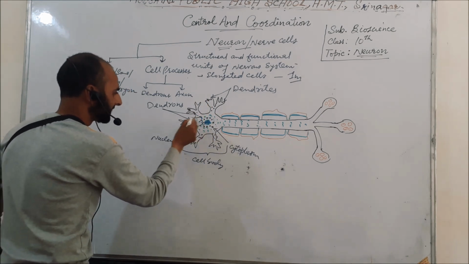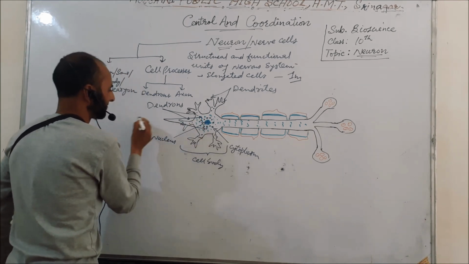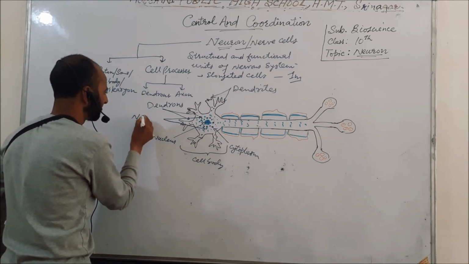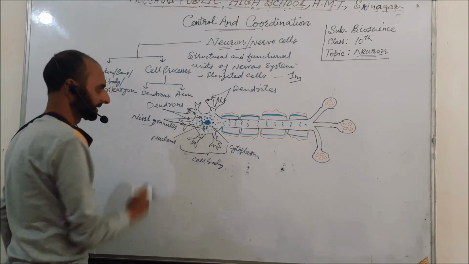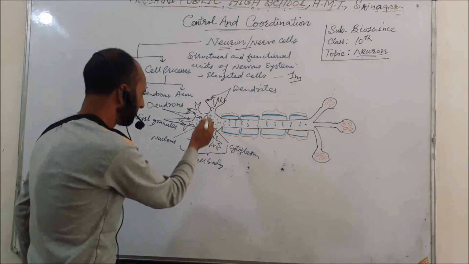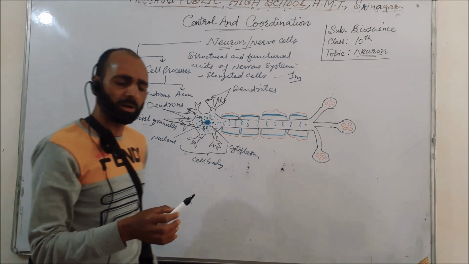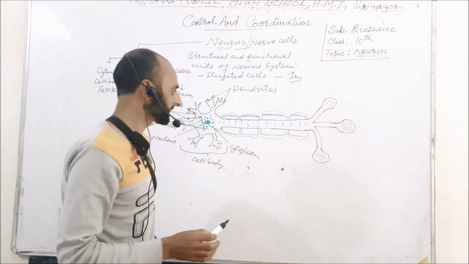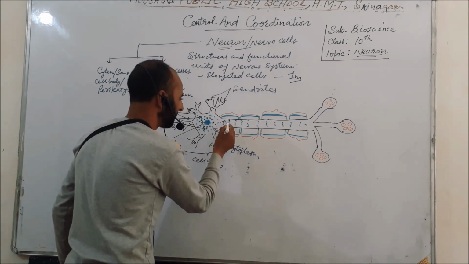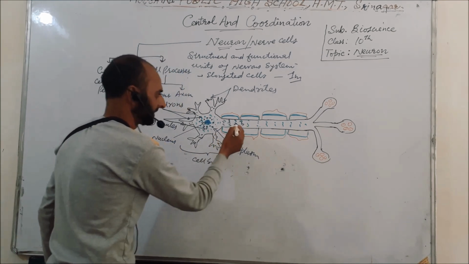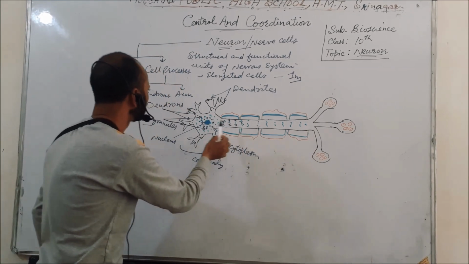And these rounded structures are called Nissl granules. Important, Nissl granules. Okay. Now, in addition to these Nissl granules, there are small fibers which are called neurofibrils. Small fibrils are also present, and these fibrils are present in this part, the axon.